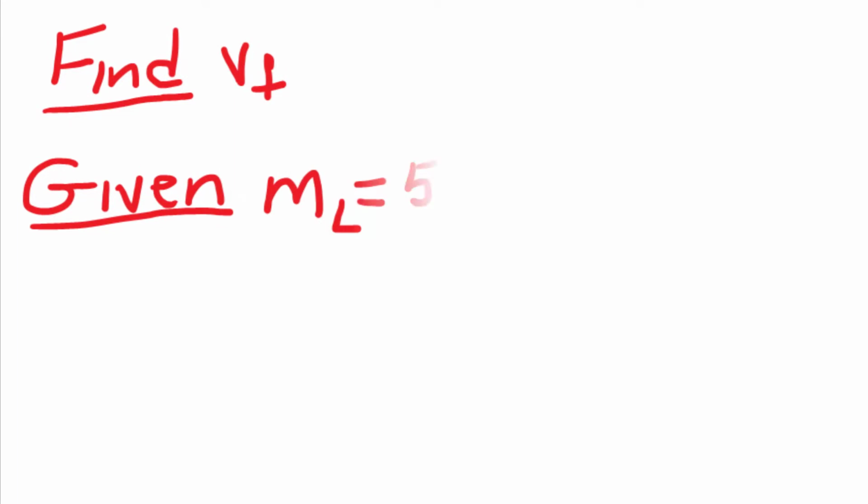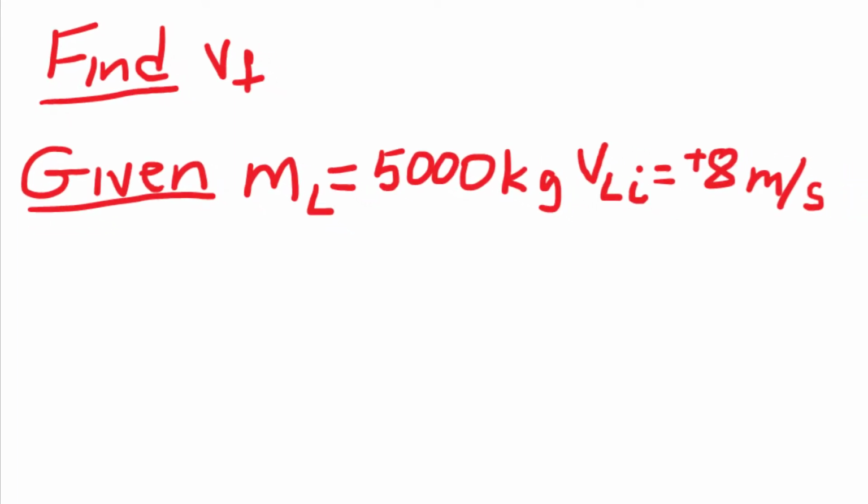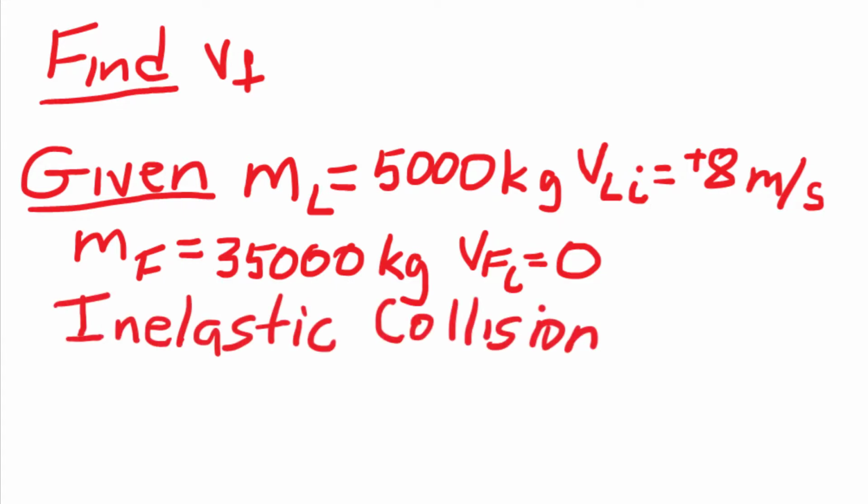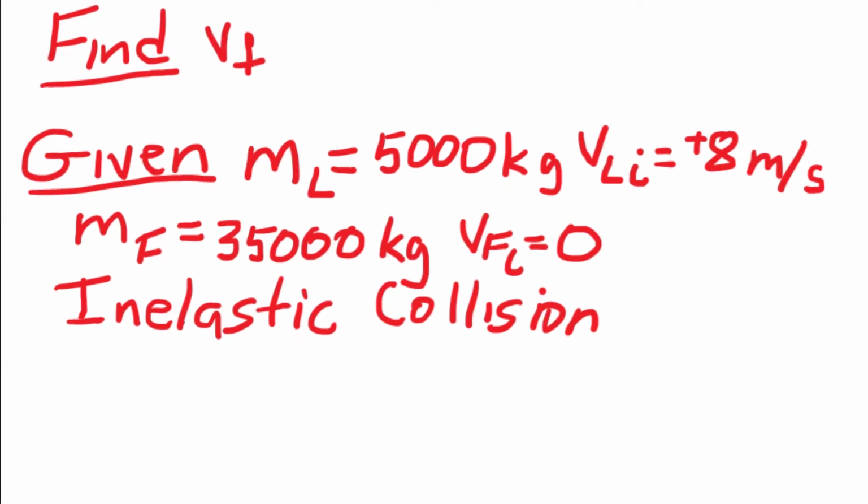What are we given? We're given the mass of the locomotive, 5,000 kilograms, the initial velocity of the locomotive, 8 meters per second. I'm giving that a plus, indicating it's moving to the right. We're also given the mass of the freight cars, 35,000 kilograms, and we're given the velocity when it says it's stationary. So we know that the initial velocity of the freight cars is 0. We also know that this is an inelastic collision because they couple and they move together. The objects do not separate after the collision.